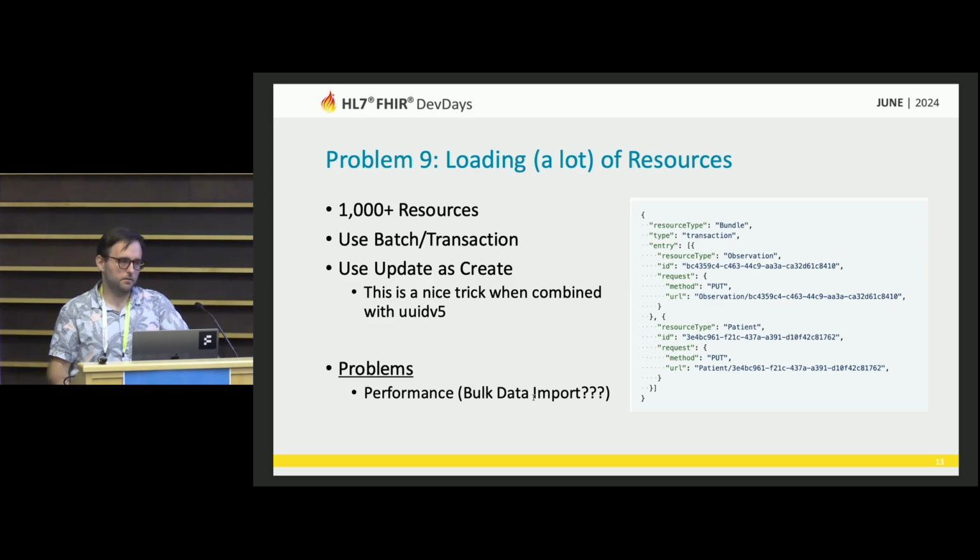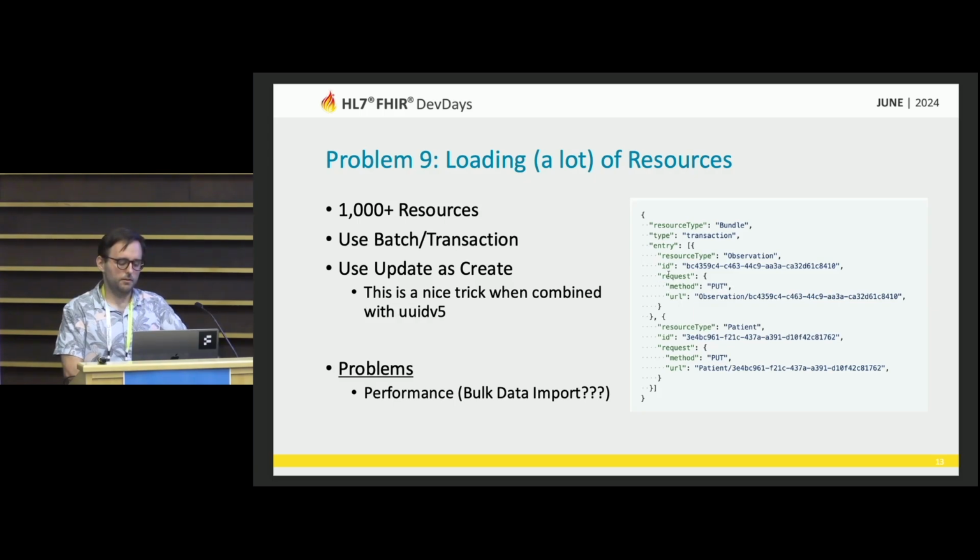2016 is the mandate for data availability as a start date. So the general advice here is, definitely use batch transactions and use update as create. This is a fun trick in FHIR. Not every server supports it, but you should probably use one that does if you're doing this. When you send this bundle, this transaction, you can actually say that these are updates.